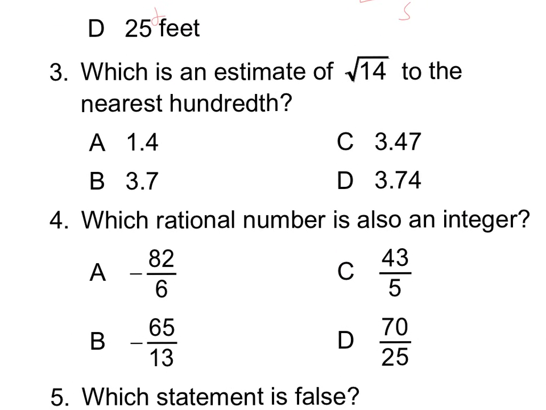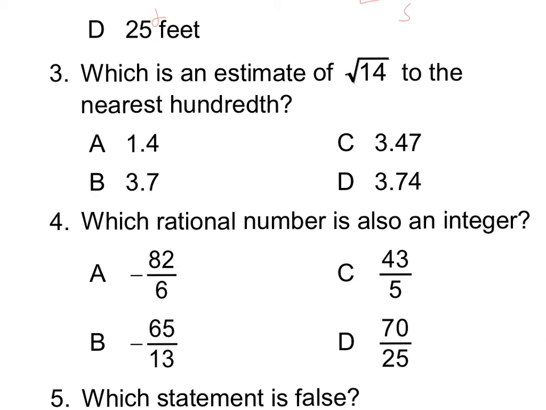It says, which is an estimate of square root of 14 to the nearest hundredth? What does hundredth mean? 2 decimal places. There's 2 zeros in 100, 2 decimal places. So already, I can get rid of what 2 answer choices? A and B. Those are rounded to the nearest tenth. 10 has 1 zero. These are 1 decimal place. Not what we're looking for.